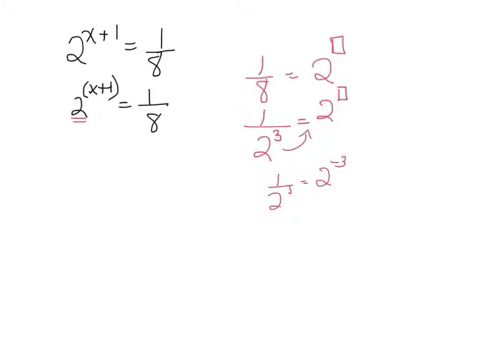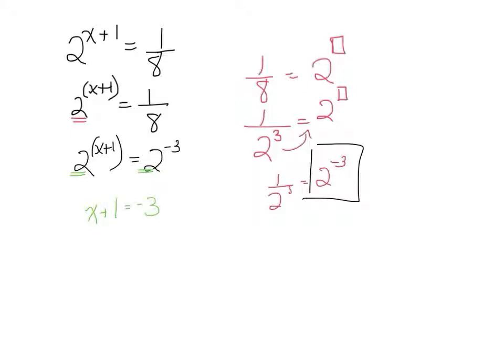So far, so good? Now I'm going to rewrite this problem here on the left. I've got 2 to the x plus 1, and instead of writing 1/8, I'm going to replace that with 2 to the negative 3. Okay? Once I've acknowledged that I have the same base here, I can ignore the bases and write an equation with just the exponents. Now I have a problem that I can solve for x. I can take away 1 from both sides. x equals negative 4. That is my answer.